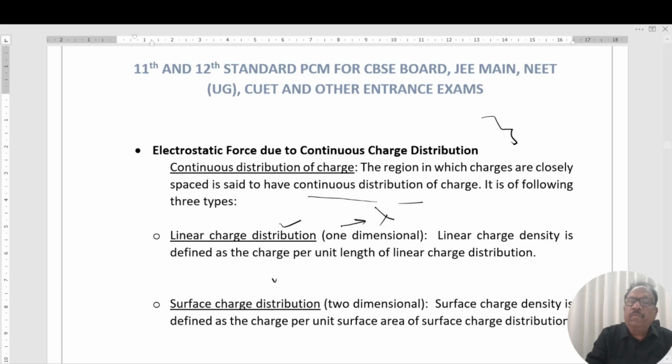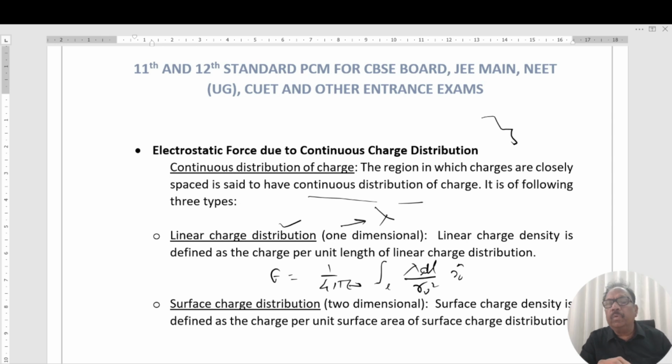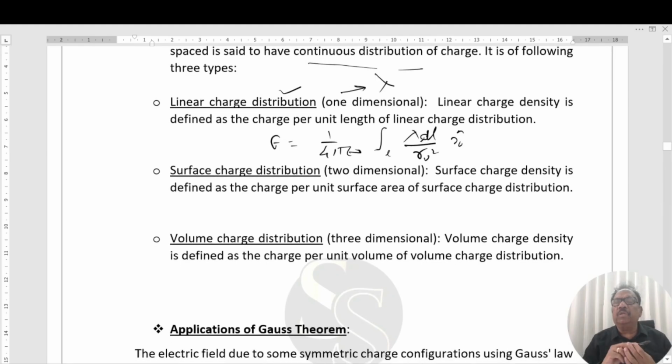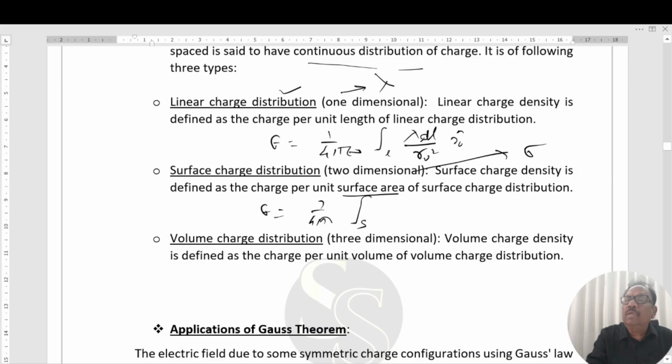In this case, force is given by 1 over 4 pi epsilon naught, integral of lambda dl upon r naught square, r naught cap. Lambda is the linear charge density. Surface charge density is over a surface area; it is two dimensional and is denoted by sigma. In this case, force will be equal to 1 over 4 pi epsilon naught, integral over S of sigma ds upon r naught square, r naught cap.